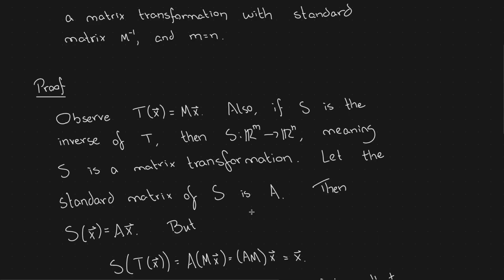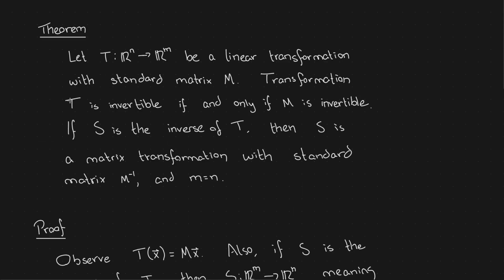And essentially we are done. Okay. We have shown that, hey, if T is an invertible transformation, then its standard matrix M is also invertible. Okay. The inverse transformation of T has as its standard matrix the inverse of matrix M.